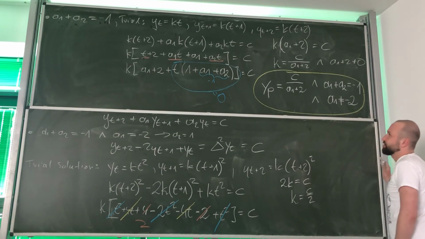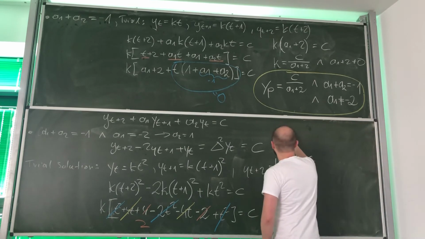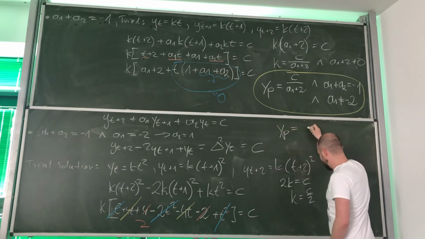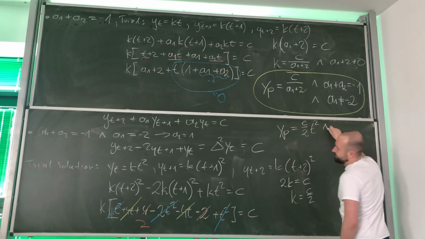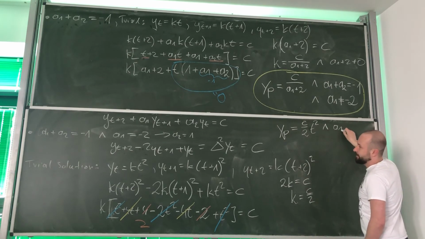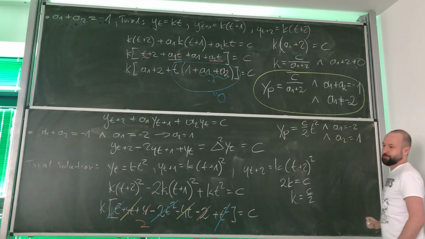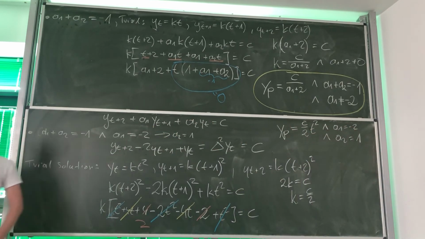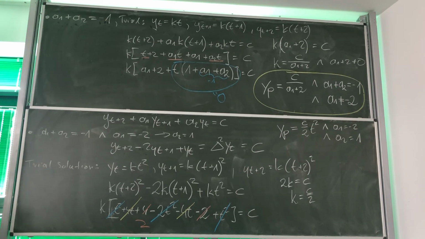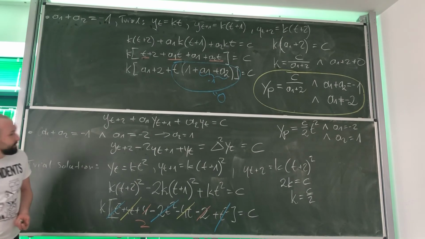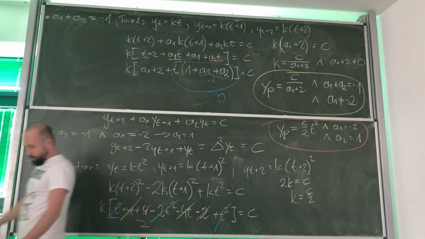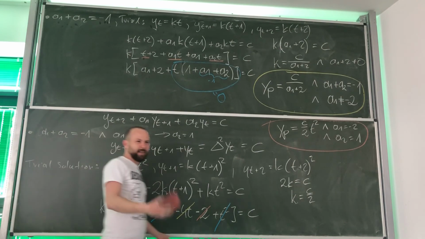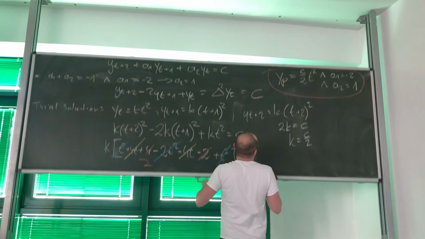The last possibility for a particular solution, and we get that yp is equal to c over 2 t squared, and a1 equals negative 2, and a2 equals 1. And look, at this moment, we've covered all 3 possible cases, right? So, before we move on, let's try some examples on how it works.